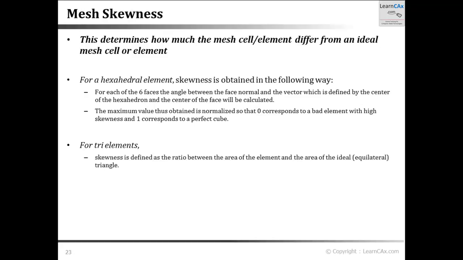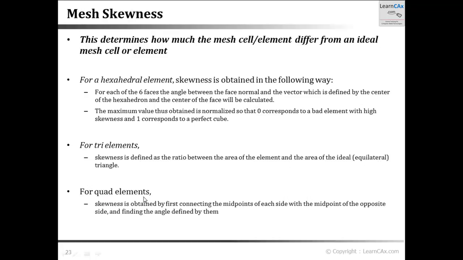For a triangular element, skewness is defined as the ratio between the area of the element and the area of the ideal equilateral triangle. And for a quadrilateral element, skewness is obtained by connecting the midpoints of each side with the midpoints of opposite sides and finding the angle between them. So within software, this is used as a mathematical process, but in short, by definition, skewness means how close your element is to the ideal element.